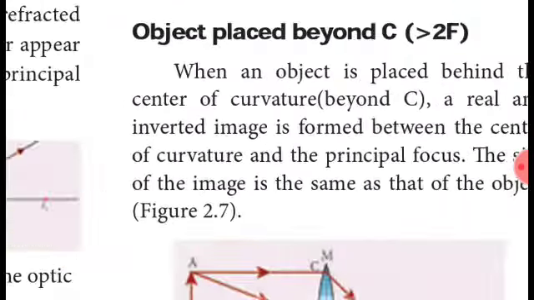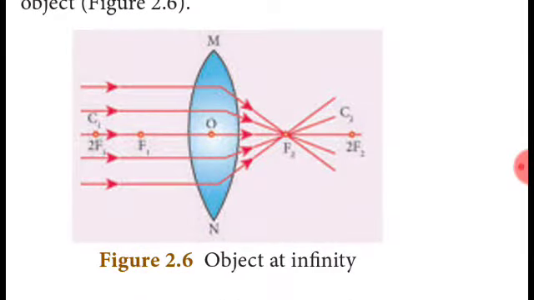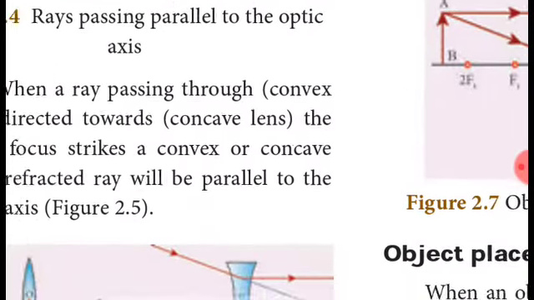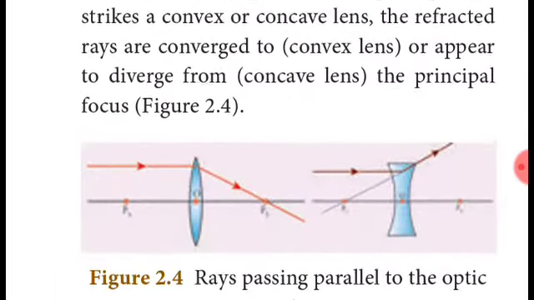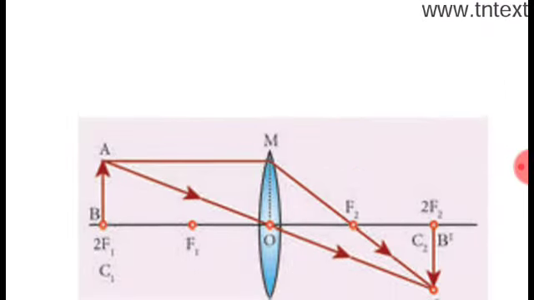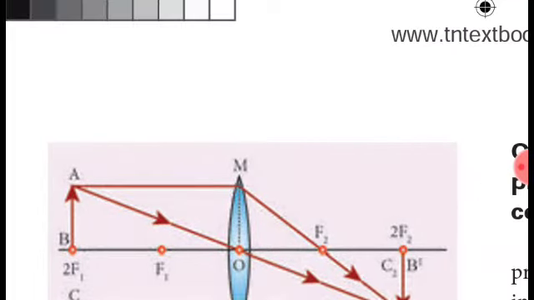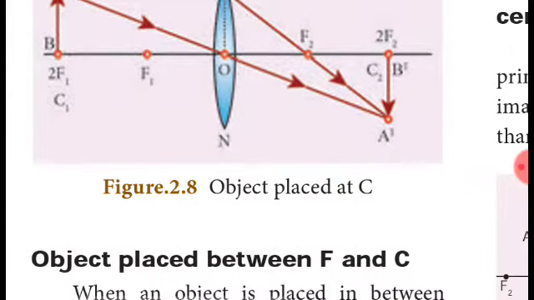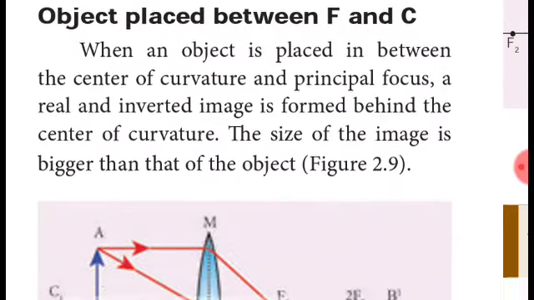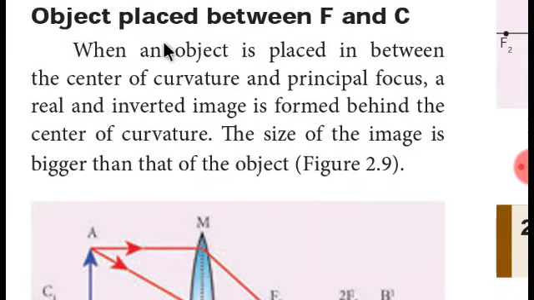Everywhere rules are going to be used. Here also rays are parallel to the principal axis, so they are going to meet at focus. Just these three rules are going to play with the next topic. I mean this topic. These three rules are enough to clear this topic. Then, object placed between F and C. F is focus and C is center of curvature.